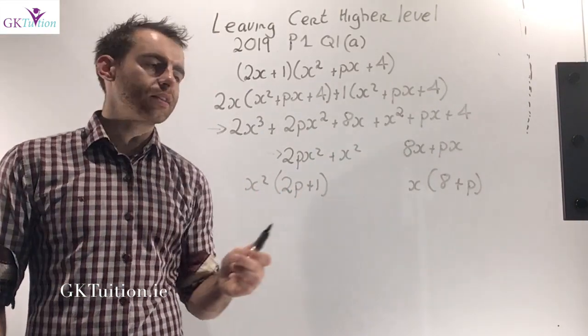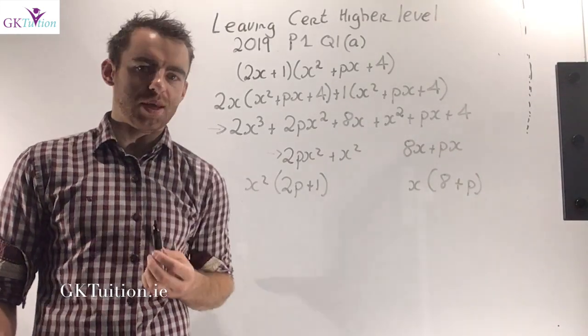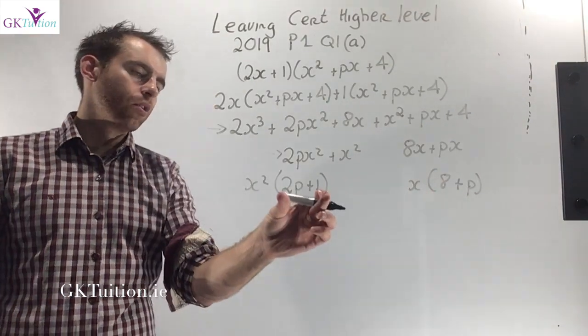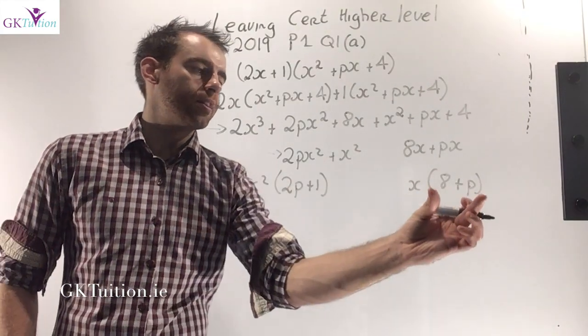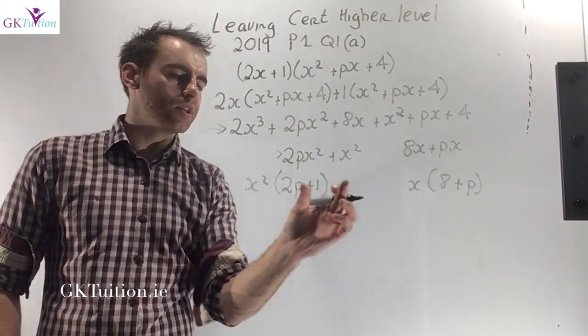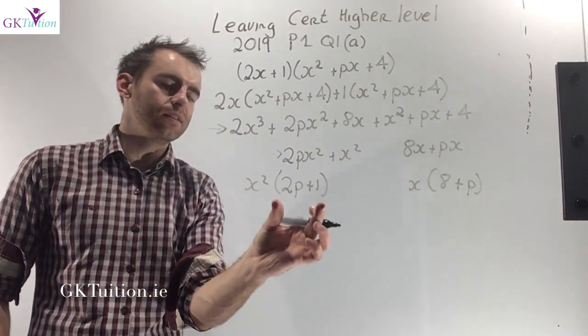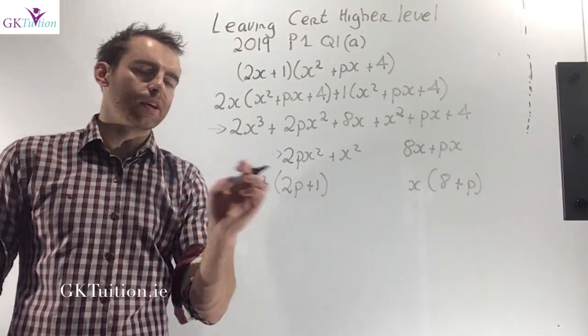And for our x's, in order to get the coefficient, I just factorize out x and I'm left with 8 plus p. So the coefficient of x is this bracket, the coefficient of x squared is this bracket. And the question tells us that the coefficient of x is twice as big as this. So in other words, just in your head think, alright, if that's a 10 then this is a 5. If that's a 20 then this is a 10. Basically this is twice as big as that.